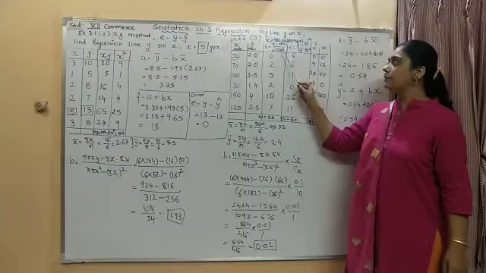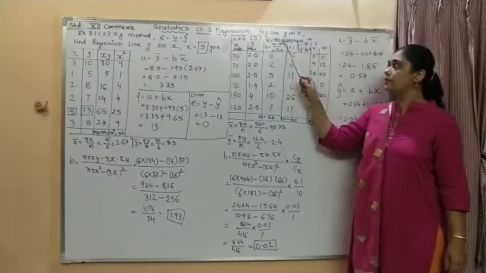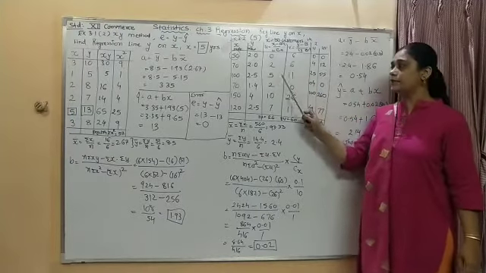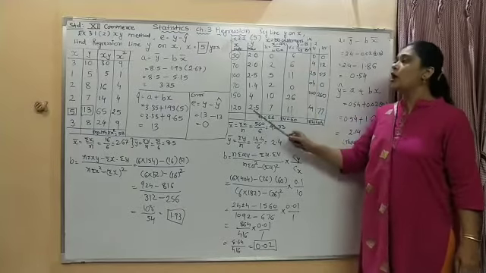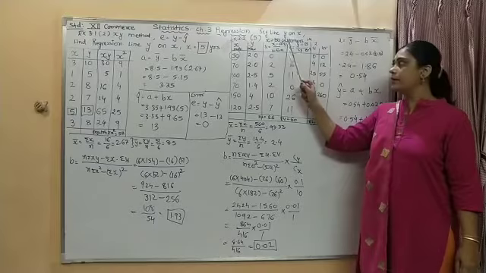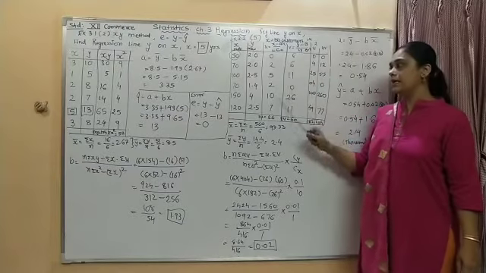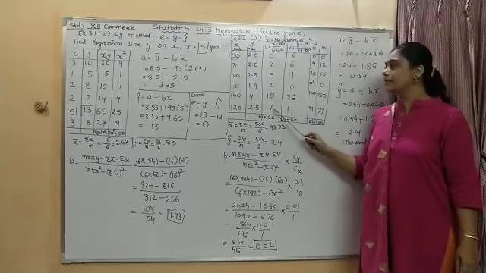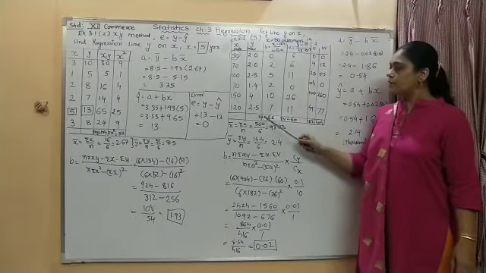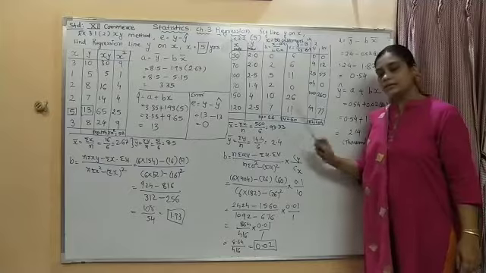100 minus 50, 50 divided by 10, answer is 5. 70 minus 50, 20 divided by 10, that is 2. 150 minus 50, 100 divided by 10, that is 10. 120 minus 50, 70 divided by 10, answer will be 7. So get the total of sigma u, and that is 26.